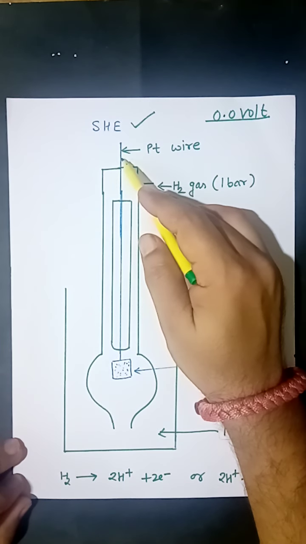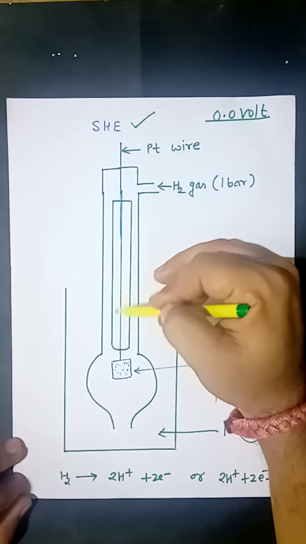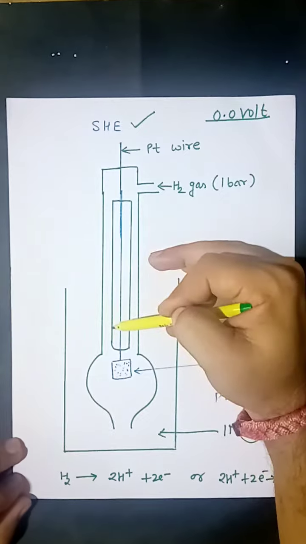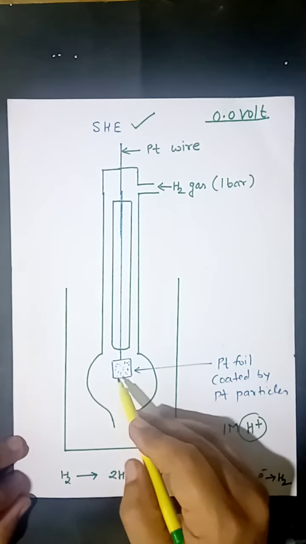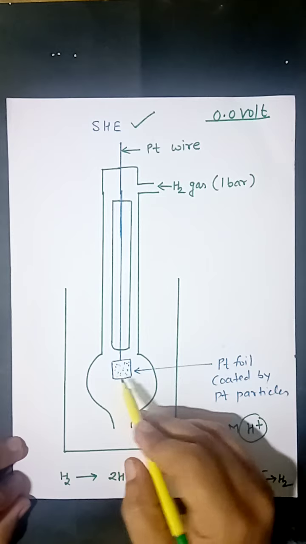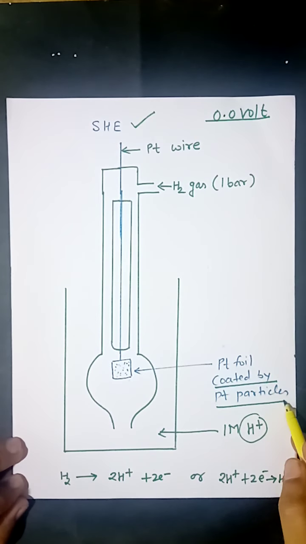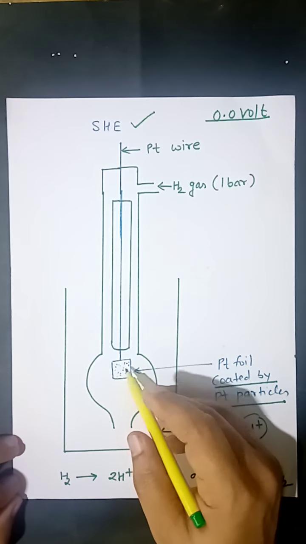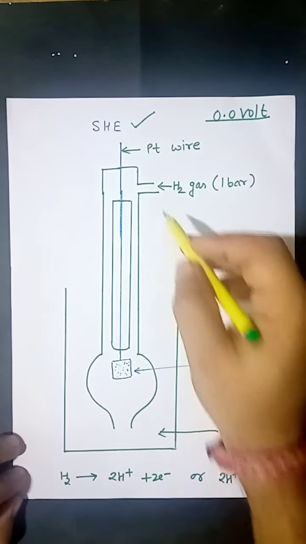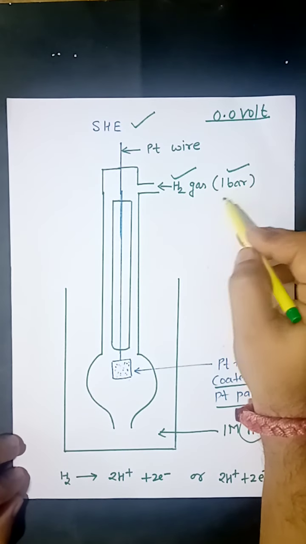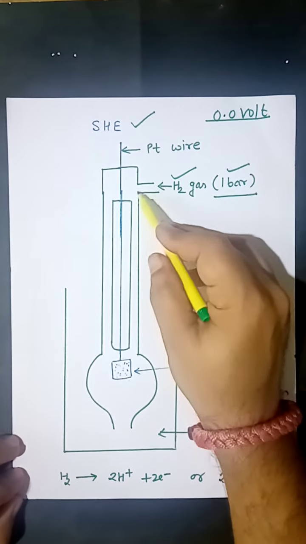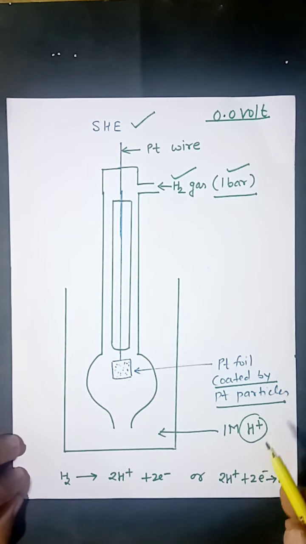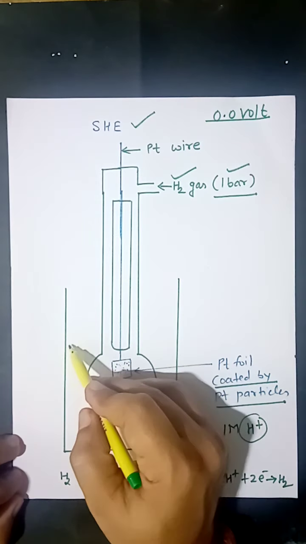It consists of a platinum wire which is sealed in a glass tube. You can see it is sealed in a glass tube, and this glass tube is covered with another glass tube. The platinum wire has a platinum foil on the other end which is coated by platinum particles. Because it is coated by particles, its surface area increases, and this helps in better adsorption. We pass hydrogen gas at 1 bar pressure to maintain standard conditions. Hydrogen gas will adsorb over the platinum foil, and then it will behave like a hydrogen electrode.